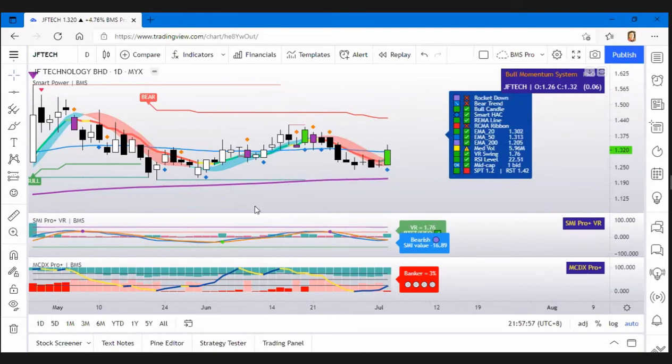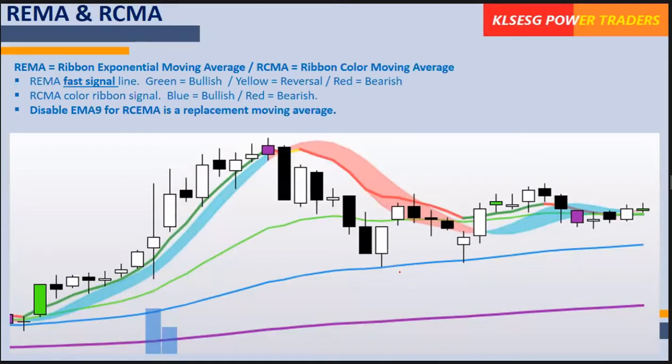Right. So let's move on. After the trigger, all these buy and sell signals, then we come to moving average. The first moving average that I like to share with you is this REMA and RCMA. Also, I coined this name. REMA is a ribbon exponential moving average, and RCMA is ribbon color moving average. So there are two moving averages here. One is a line, the other one is a ribbon. The line is a faster signal. The REMA is a fast signal line.